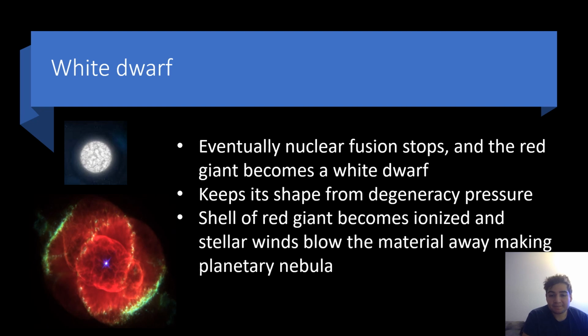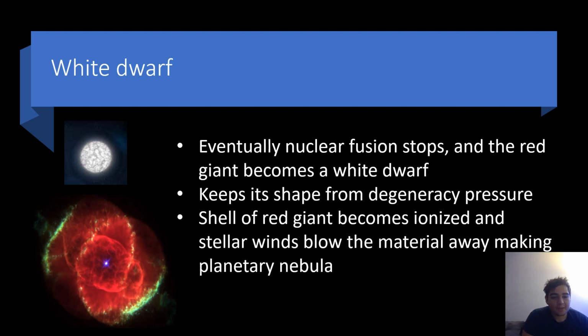Once the red giant runs out of fusible materials and nuclear fusion stops, it'll become a white dwarf. It keeps its shape from degeneracy pressure. Essentially, gravity is continually pressing down on the white dwarf, but the electrons contained within the star are already too compact, and they push back enough to where it just doesn't shrink anymore.